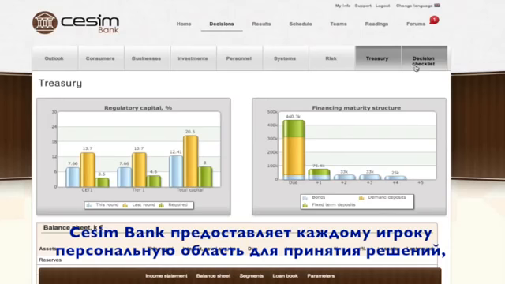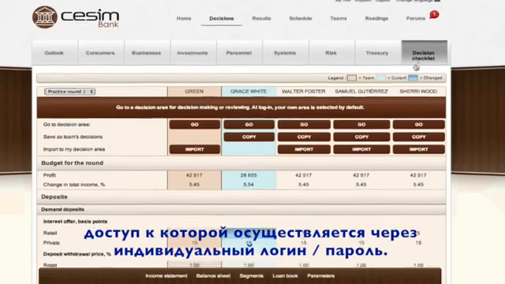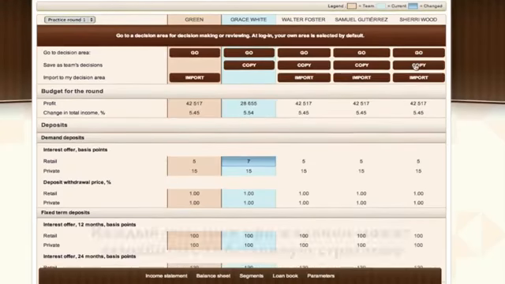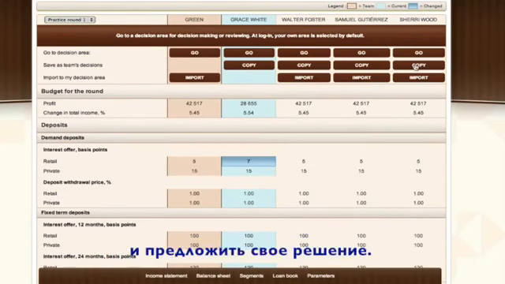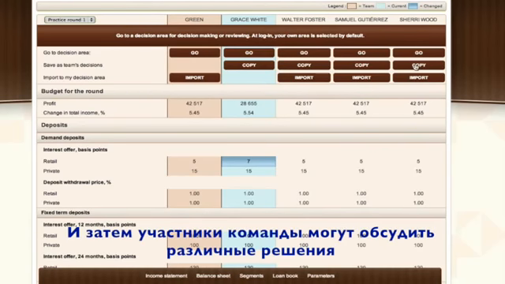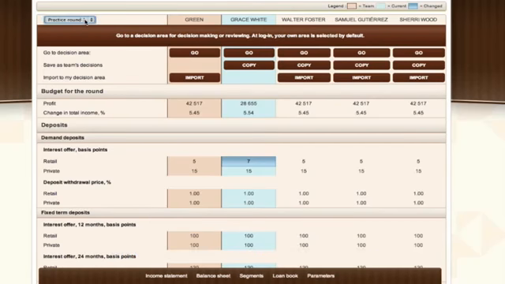CESIM Bank Simulation provides each team member with their own decision-making area that is accessed by their unique login details. Thus, each member is able to work independently and come up with decisions and a potential strategy for the team if they wish. Team members are then able to cooperate and collaborate here using the decision checklist page where all team members' decisions can be seen side by side.